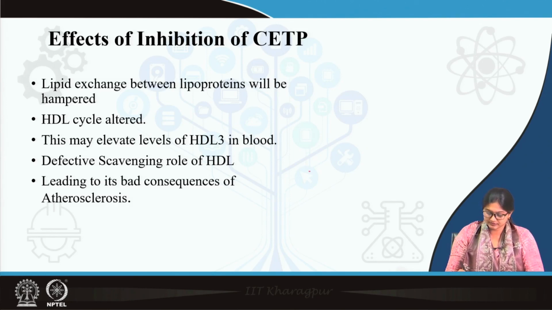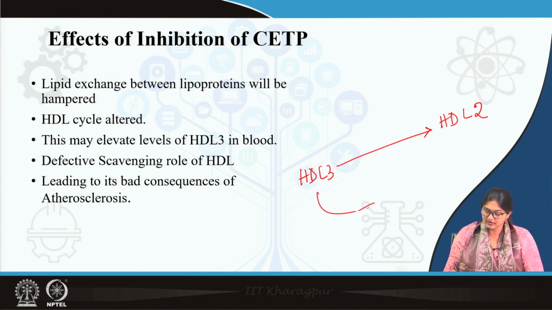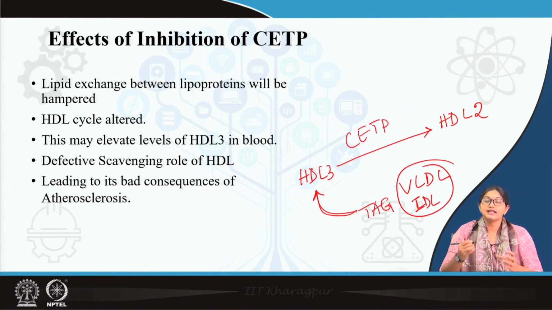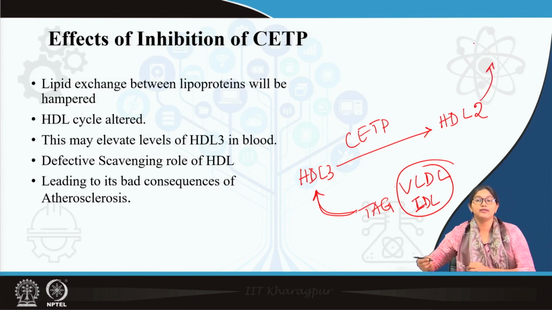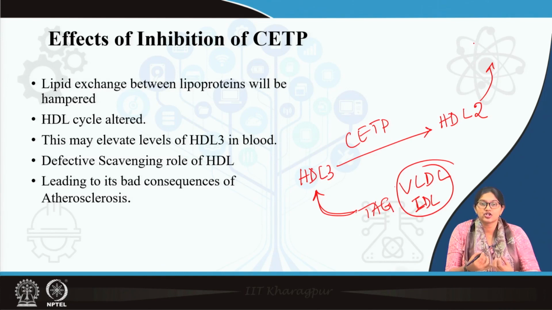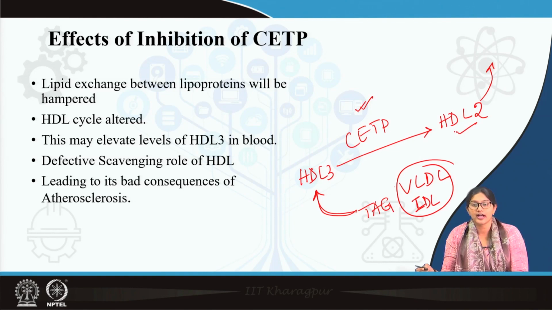If you remember, HDL3 was forming HDL2 by uptaking triacylglycerol from VLDL or IDL with the help of the protein CETP. Now, this cycle will be hampered, and remember, HDL2 was used to be uptaken by the liver. So, what will happen? There will be increased concentration of HDL3 in the absence of CETP. This conversion to HDL2 will not happen.